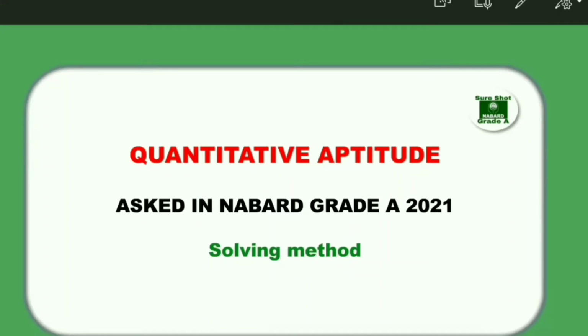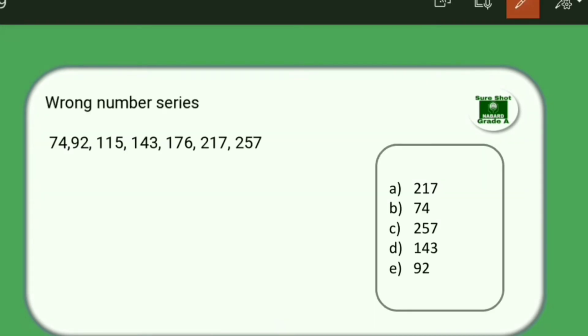Hello friends, in this video we are going to solve quantitative aptitude questions that were asked in NABARD Grade A 2021. Here is the first question. It's a wrong number series.